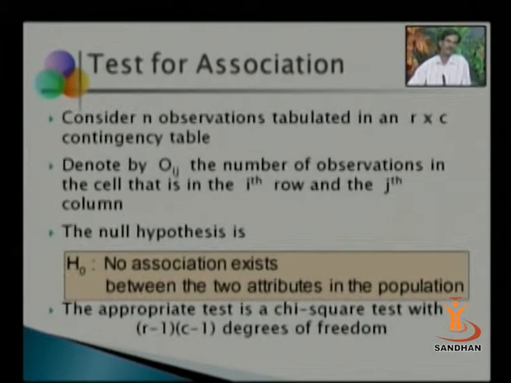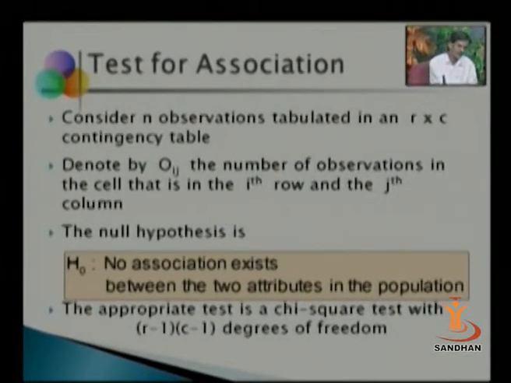In this case our hypothesis is slightly different because we want to test association or independence. So the null hypothesis is that no association exists between the two attributes in the population. Again for this type of hypothesis testing problem, the test statistic is chi-square with (R minus 1) into (C minus 1) degrees of freedom.